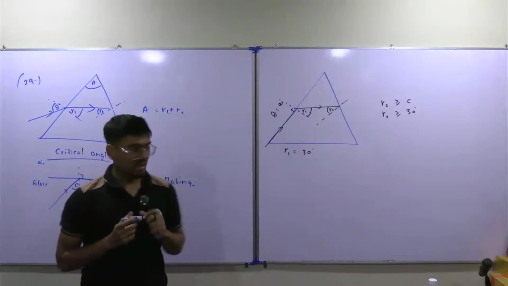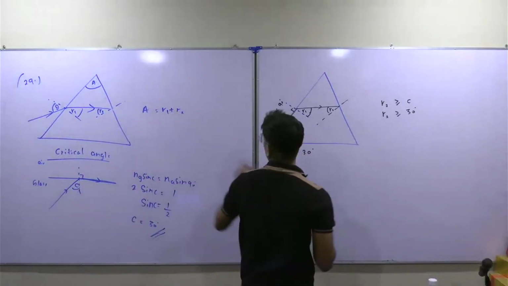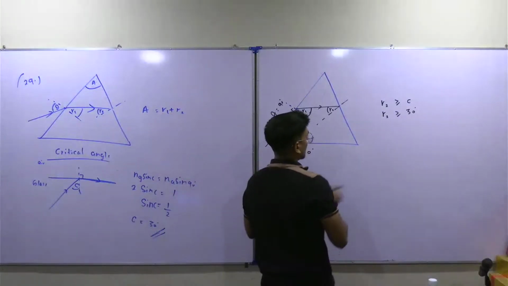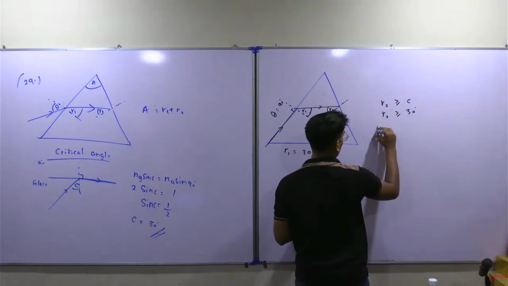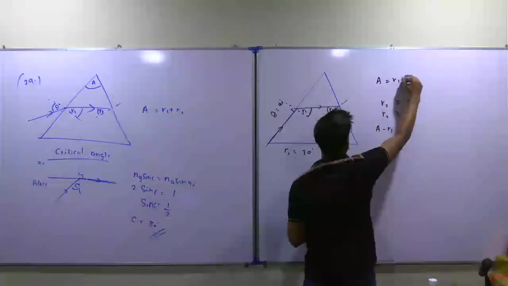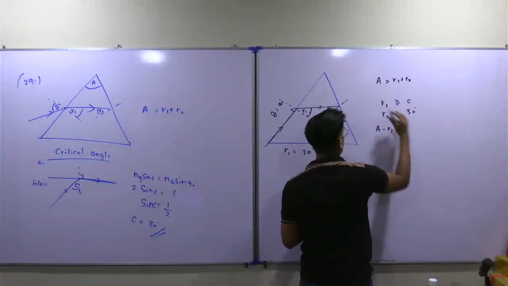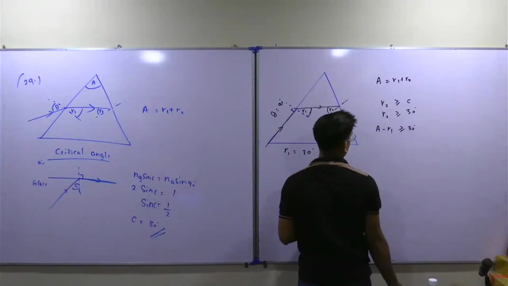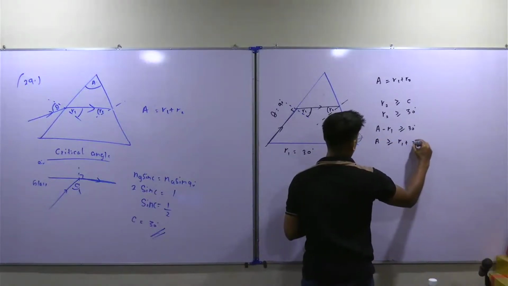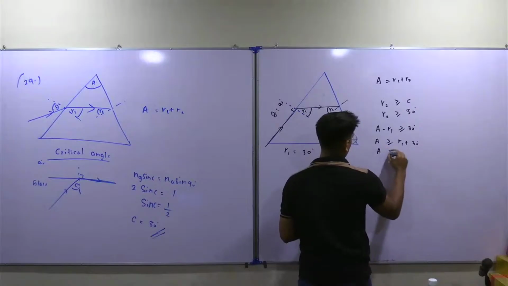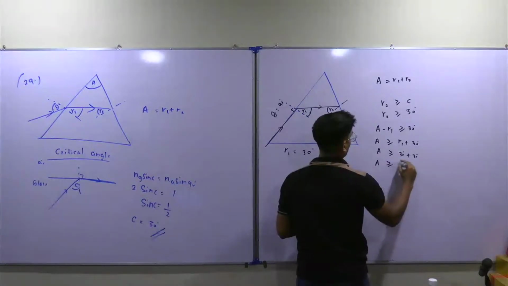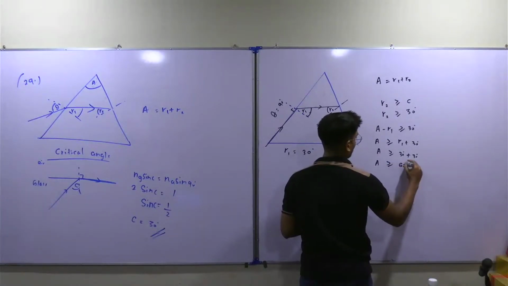Again, you know that here A, the prism angle, is R1 plus R2, right? So in place of R2, you can write A minus R1. Why? A is equal to R1 plus R2, so R2 is A minus R1, which should be greater than or equal to 30 degrees. So A should be greater than or equal to R1 plus 30 degrees. R1 is also 30 degrees, so 30 plus 30. So the prism angle should be greater than 60 degrees.